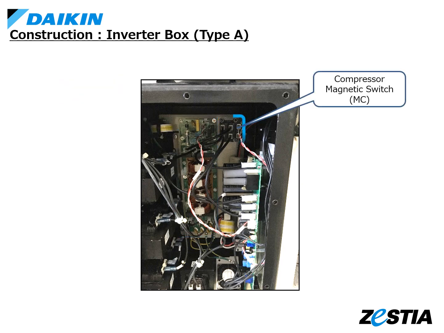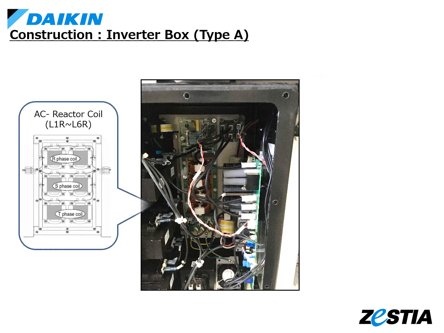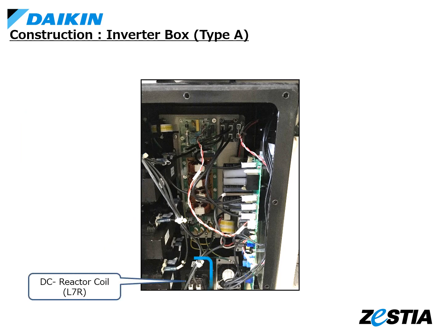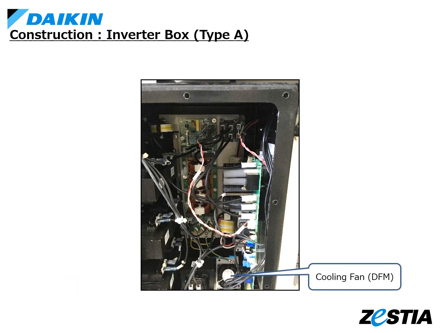This is a compressor magnetic switch. These AC reactor coils are mainly effective for protection of the inverter, power factor improvement and harmonic suppression. This DC reactor smooths current pulses in the DC circuit and suppresses harmonics on the power line. This is a cooling fan for cooling inside the inverter box.